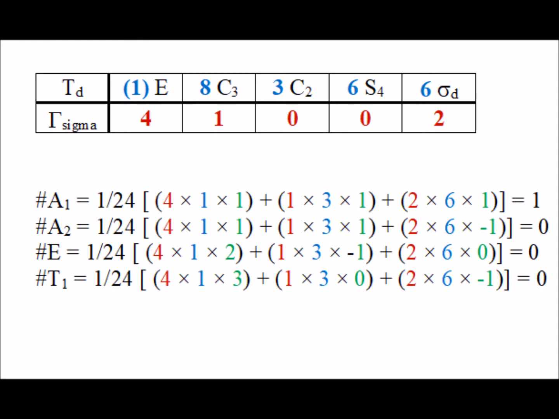The second term is 1 times 3 times 0, because the character for the class 8C3 is 0 for the irreducible representation T1. And for the 6 sigma d operations, the character is a -1. So that's why the final term is 2 times 6 times -1, with the -1 being in green. Again, the result of this computation is a 0, which tells us that there are no T1 irreducible representations in the reducible representation gamma sigma.